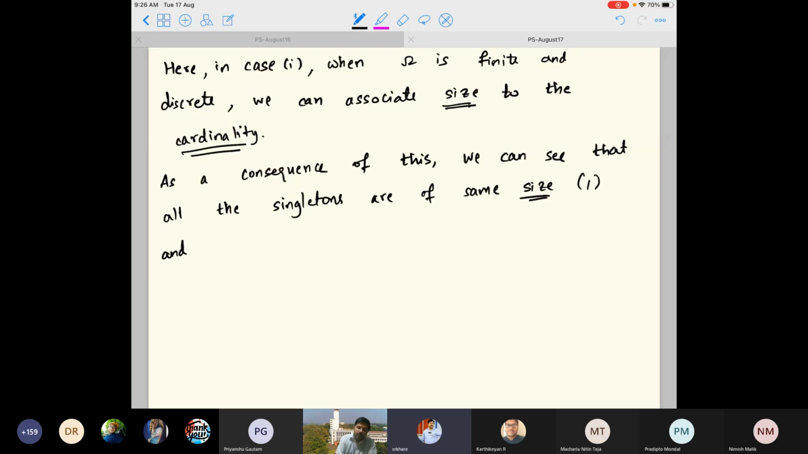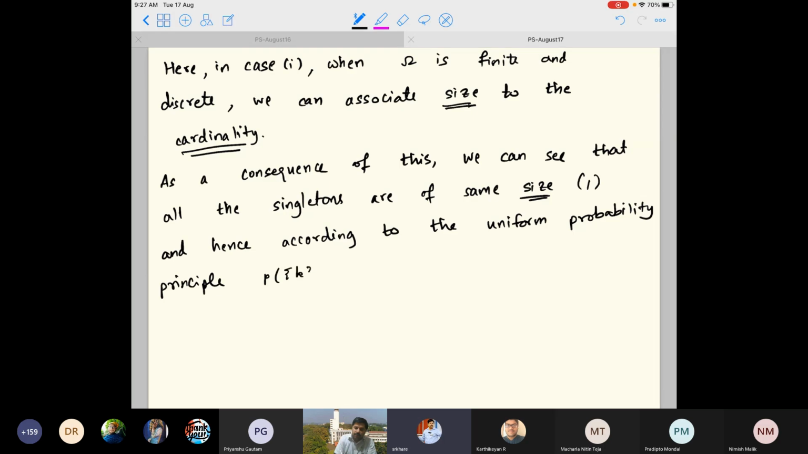And hence, what should be the probability according to the uniform probability principle? Can you tell? 1 by s for every singleton. Correct. According to the uniform probability principle, the probability of every singleton k is equal to 1 by s, for k equal to 1 up to s. Correct? We have already seen that once you assign probability to all singletons, your total probability assignment is done, your job is done, right? That's sigma algebra and so on and so forth.